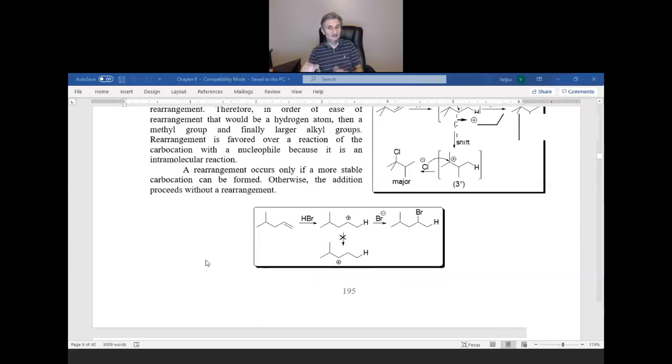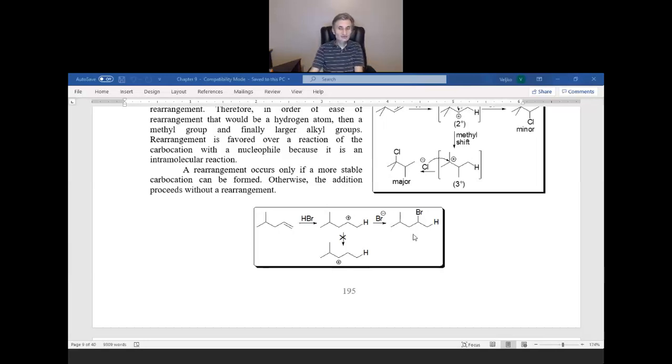Keep in mind that rearrangement will occur only if more stable carbocation can be formed. So if that's not the case, then there is no rearrangement. So primary carbocation will not rearrange into another primary. And secondary, as in this case, will not rearrange into another secondary carbocation. Then you have only straightforward addition across double bond. So be careful about that. Sometimes when students learn about rearrangements, they see rearrangements everywhere and keep on coming up with rearrangements.